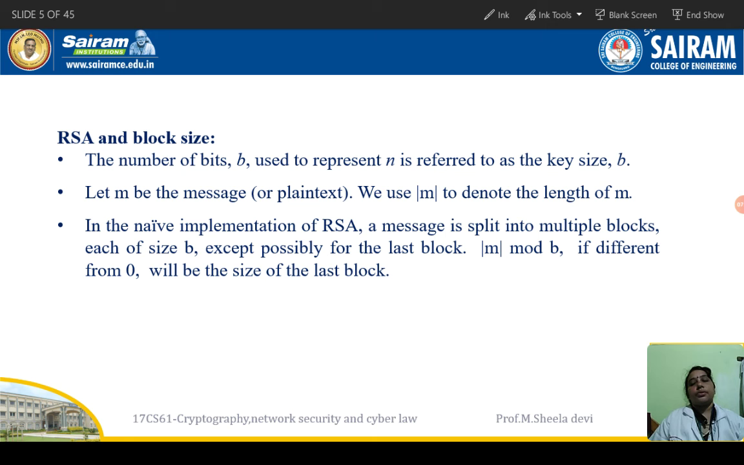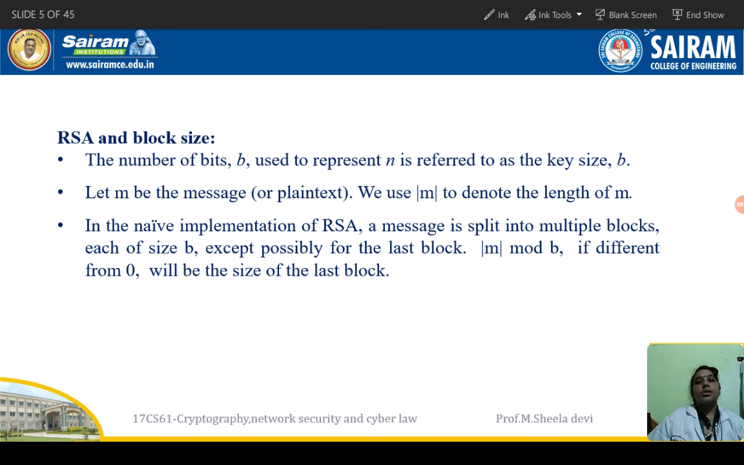Here they have explained the block size. While sending the data, we will be sending it in zeros and ones, so it has to be divided into different blocks. Now we are going to describe what blocks are, how many bits they can be, and how the bits can be converted into blocks, then how to apply RSA on it. The number of bits b used to represent n is referred to as the key size b.